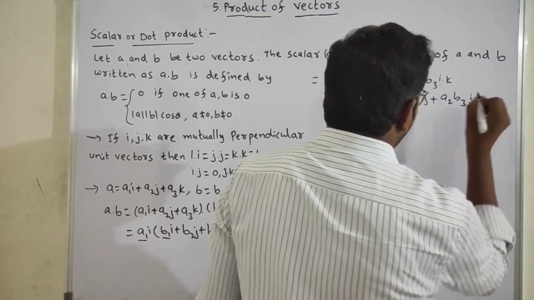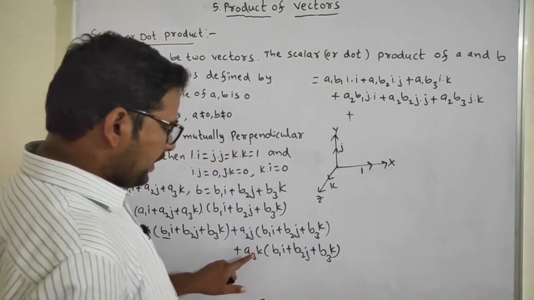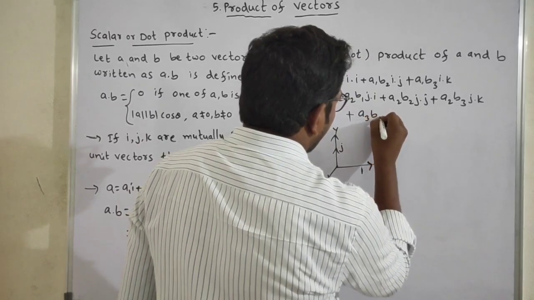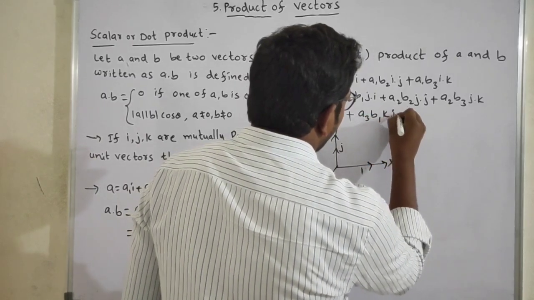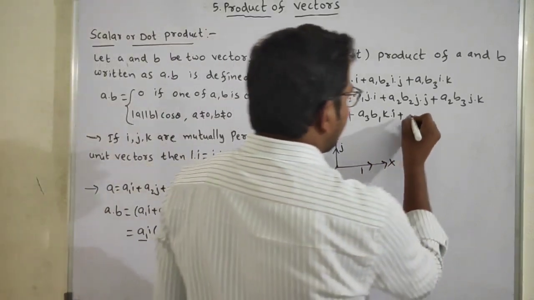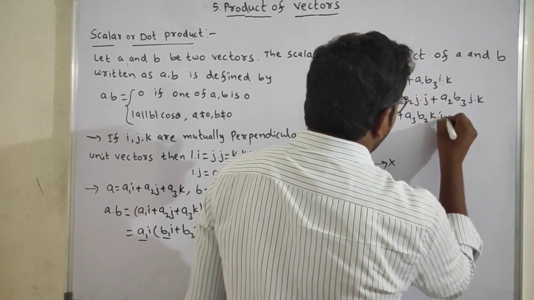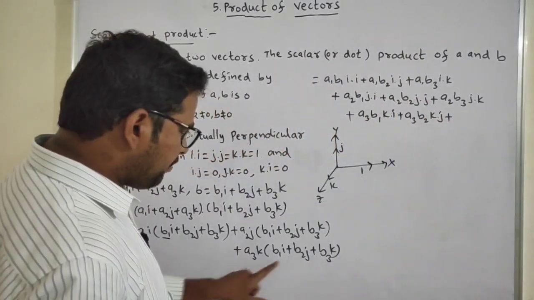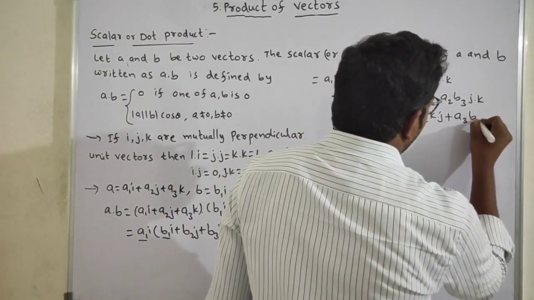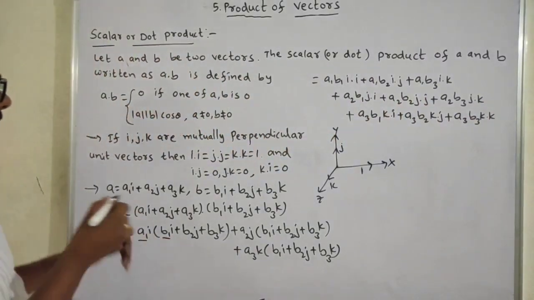ప్లస్ నెక్స్ట్ లాస్ట్ a3 b1 k డాట్ i ప్లస్ a3 b2 k డాట్ j ప్లస్ a3 b3 k డాట్ k. రైట్. Now apply this definition.